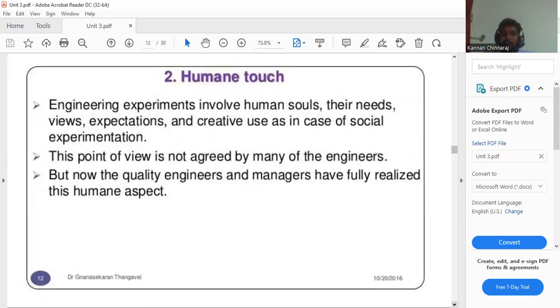Second one is human touch. Engineering experiments involve human souls, their needs, views, expectations, and creative use, as in the case of social experiments. This point of view is not agreed upon by many engineers, but now the quality engineers and managers have fully realized this human aspect.